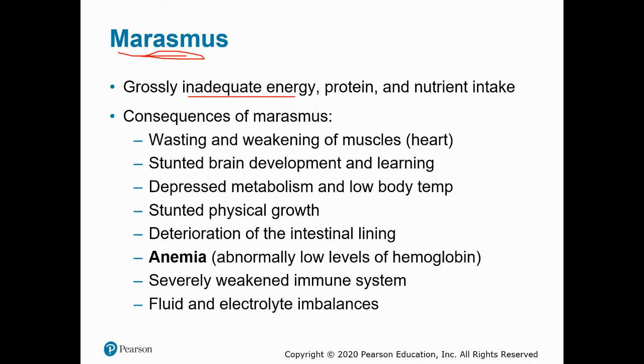So again, we see this more so in developing countries. What happens then? We definitely see muscle wasting and just overall weakening of the body. We're going to see stunted growth, stunted cognitive development. We would see low body temp, slow metabolism, stunted physical growth, and basically a wasting body, right? Severely weakened immune system. You're going to see low red blood cell levels, anemia. Certainly going to see fluid and electrolyte imbalances.